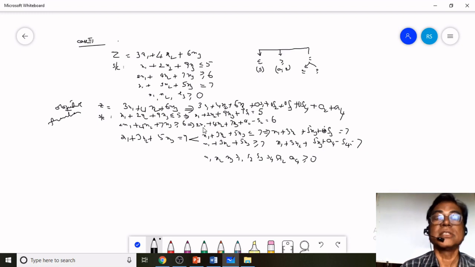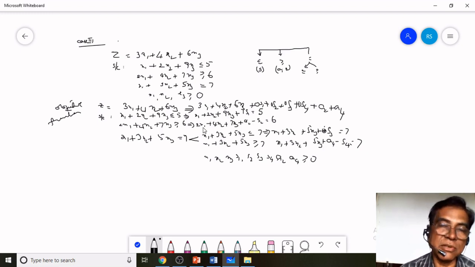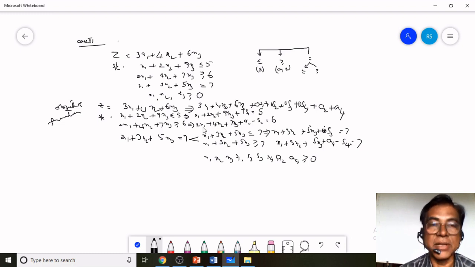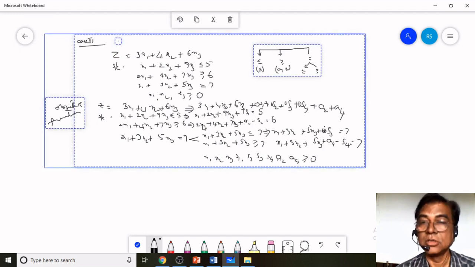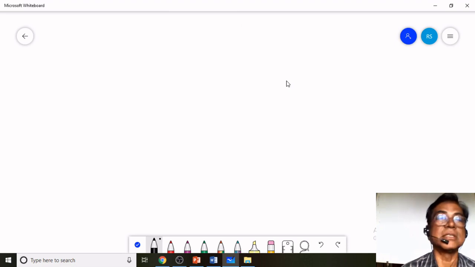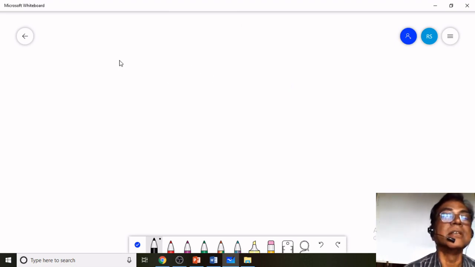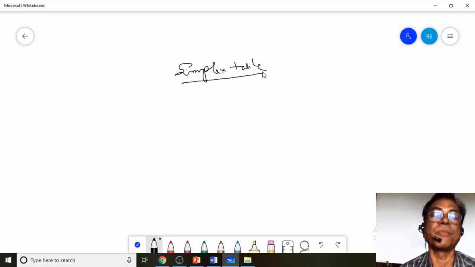Now, once this part is over, we come to the simplex table. How to write the simplex table? Next point is the simplex table. A simplex table is a standard tabular form.